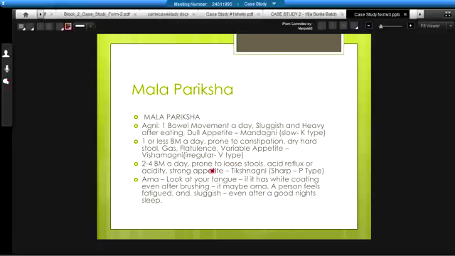2 to 4 bowel movements a day, loose stools, not watery diarrhea, but soft, loose stools. Sometimes the stools can run on the acidic, burning side. That's when you have too much pitta. But usually after the strong urge to defecate after meals, acid reflux or acidity, strong appetite, Tikshnagni, that is indicative of pitta.